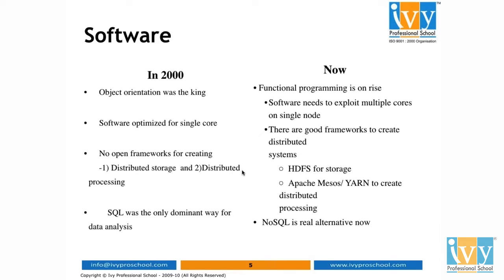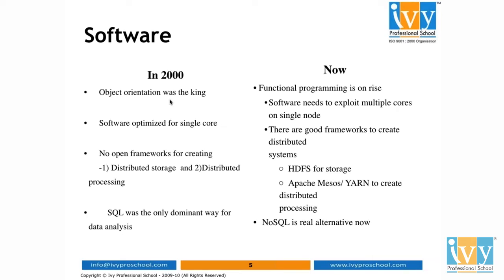Now the hardware changed, but without software there is nothing. So till 2000, software meant the language you were using. What is object oriented? Everybody knows object oriented languages. Can you give me any example of an object oriented language? Yes, Rahul, you're right, Java.